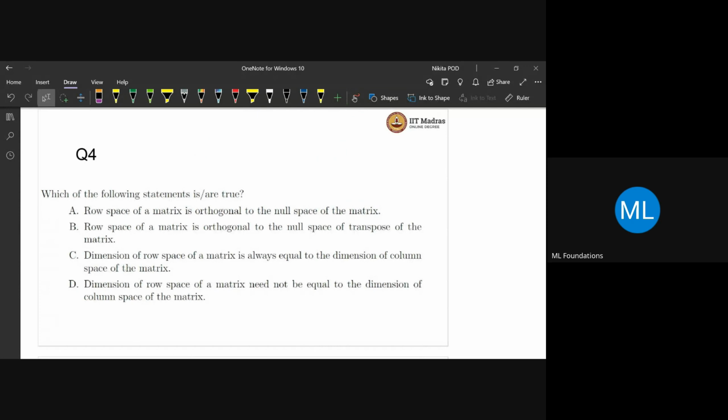So question 4 is very straightforward. The first option here says row space is orthogonal to the null space. So we know that this is true. Then second is row space is orthogonal to the null space of A transpose, which is wrong. Then dimension of row space of a matrix is always equal to the dimension of column space of matrix. This also we know is wrong.